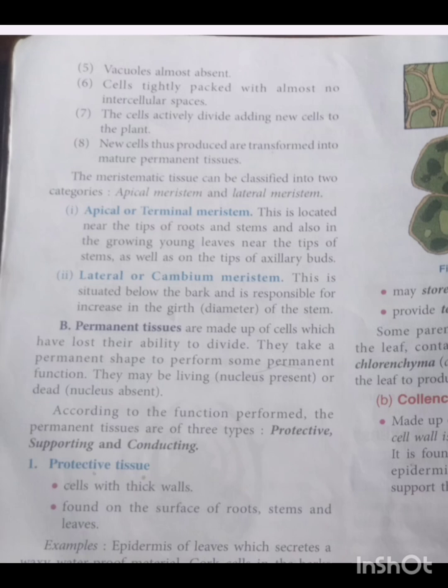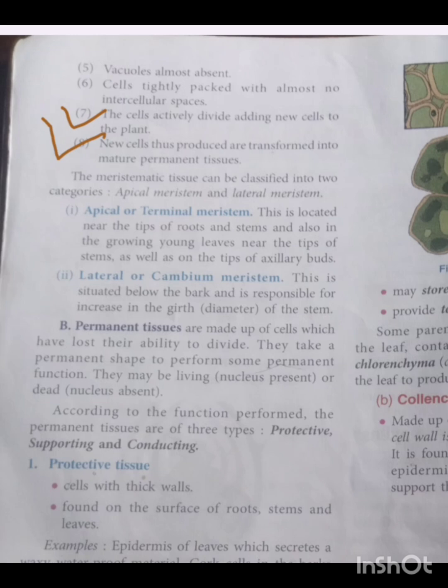Every space is filled. And the seventh point is that the cells actively divide, adding new cells to the plant. You had seen this in the definition first of all; these two points. So our seventh point is that the cells actively divide, adding new cells to the plant. Our cells divide into other parts and produce a new cell.